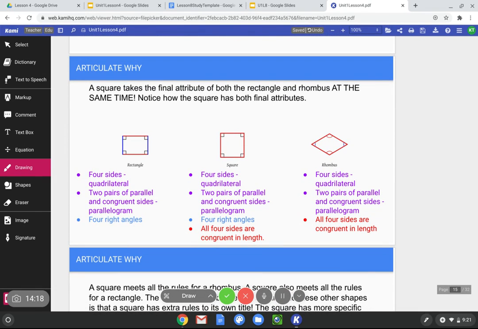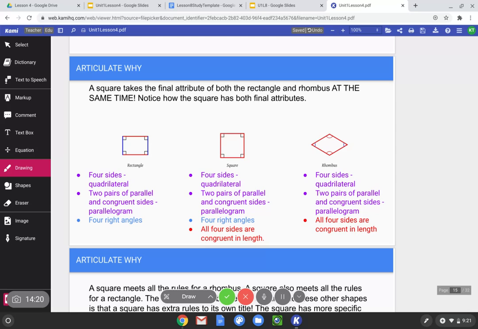A square takes the final attribute of both a rectangle and the rhombus at the same time. Notice how the square has both final attributes. So I color-coded the attributes. Purple is what all 3 shapes have. And then this blue one right here is what is special to the rectangle. And this red one here is what's special to the rhombus. Notice how the square has both the blue and the red.